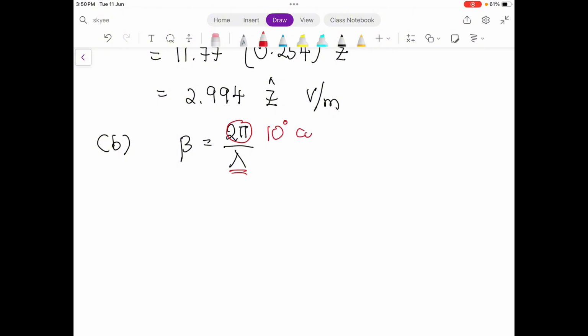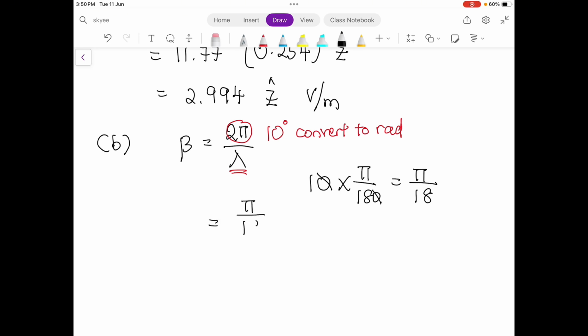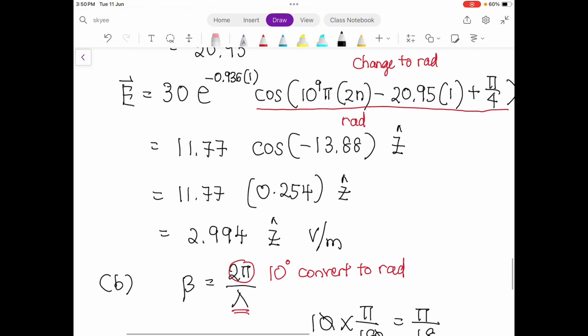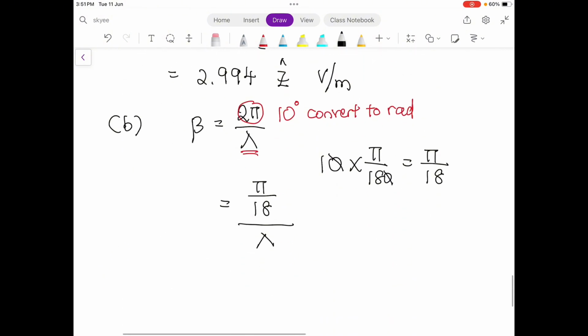So we convert to radians. To convert 10 degrees to radians, multiply by pi over 180, so you will have pi over 18. When you put this here, it's telling you that you want to find the distance traveled when your wave has a 10 degree phase shift. The beta here, you can use the beta that we found earlier, 20.95.